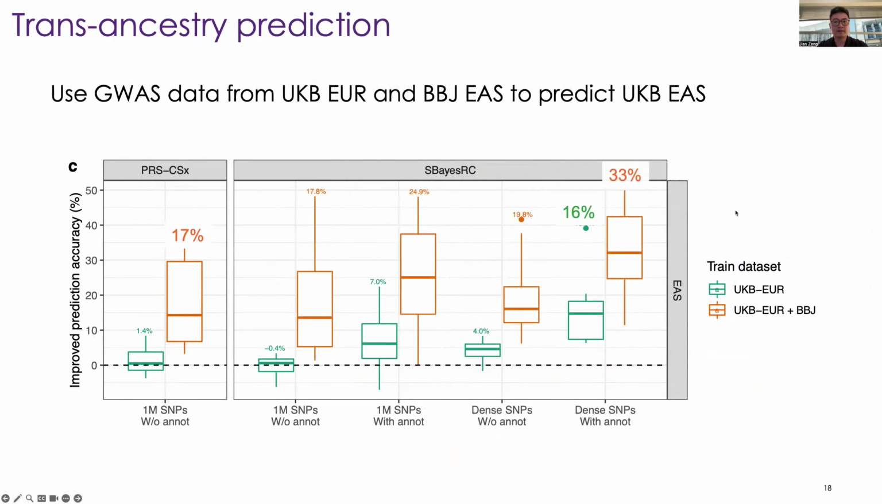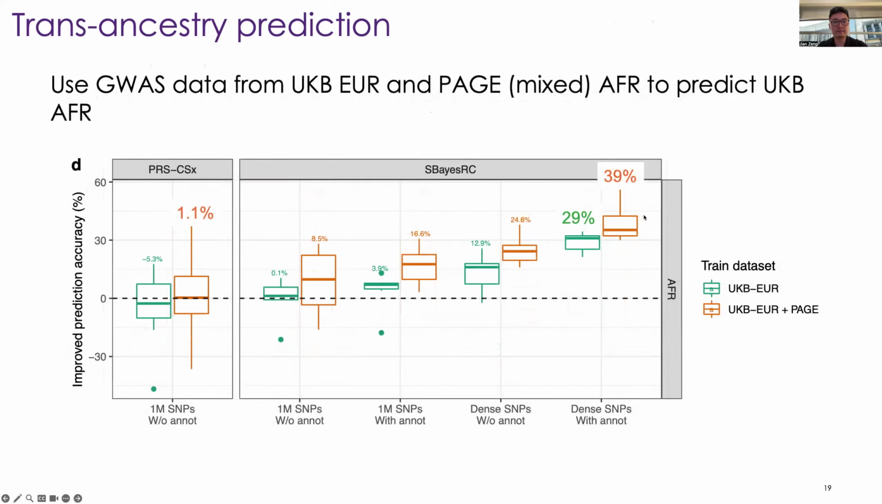When we use all available information together, that includes the functional annotations and also another GWAS dataset from Biobank Japan, we almost doubled the prediction accuracy improvement compared to PRS-CSx, reaching 33% improvement. This benefit is not specific to East Asian ancestry. We applied the same analysis to the African ancestry and also observed a significant improvement when combining all available sources of information.